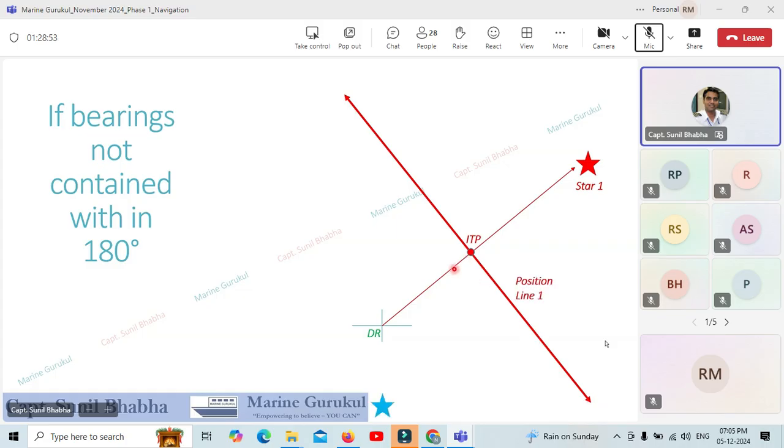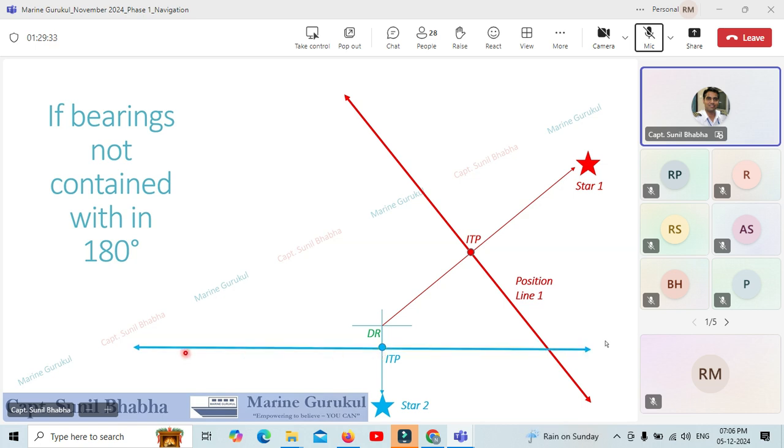Let's assume that the second star which we used was the blue star in this location. This is star number 2. Let's mark the azimuth of the star. And let's assume that in this case also the intercept was towards. So from the DR position, we go towards the star a distance equal to the intercept obtained, and we reach the ITP, intercept terminal point. You can see the ITP coming up. The position line will be passing from the ITP and will be perpendicular to the azimuth of the star.